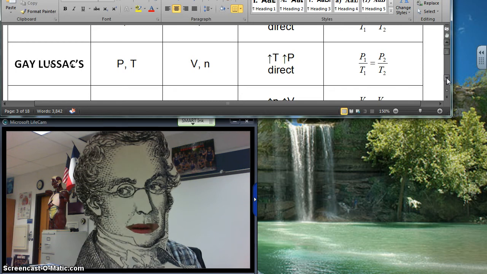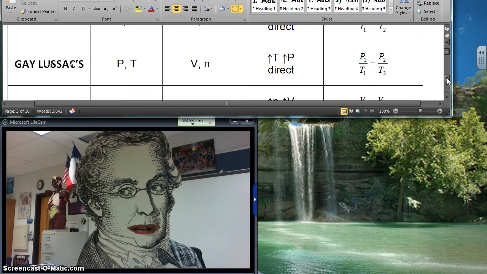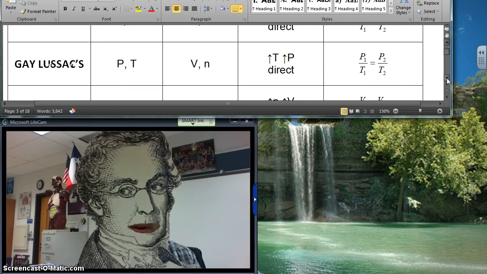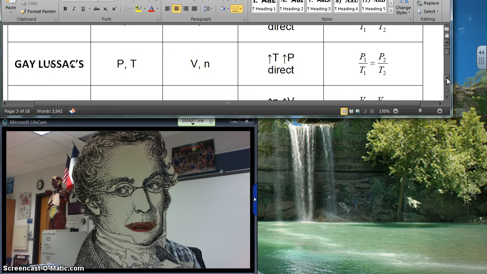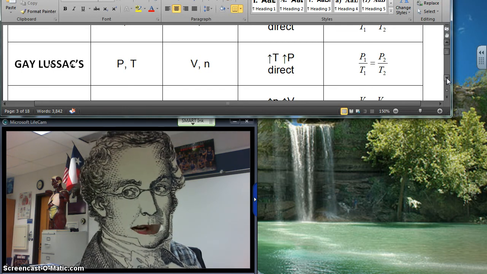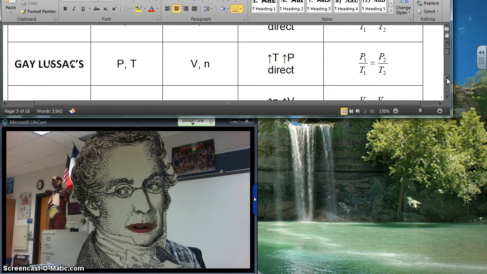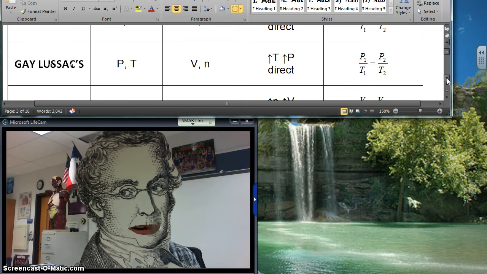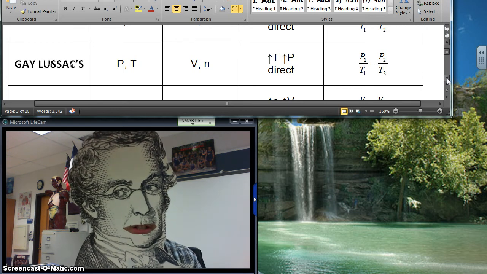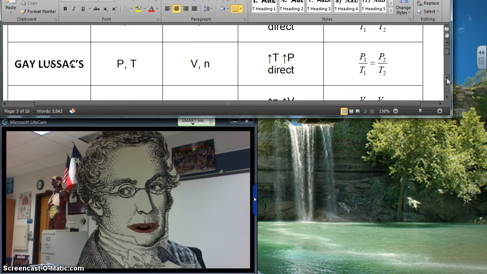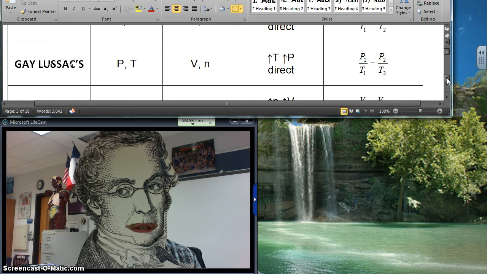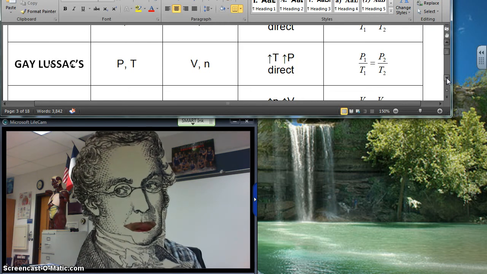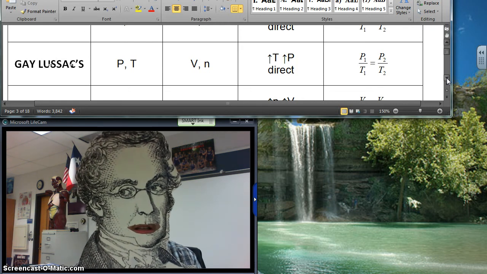This one, just like my friend Charles's law, is also a direct relationship between my variables. That means that as one goes up, the other one goes up. The formula for my law is P1 over T1 equals P2 over T2. That means the original pressure over the original temperature is equal to the final pressure over the final temperature. That, my friends, is my law. I think that's all you need to know.